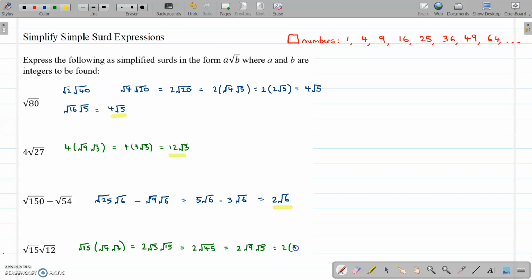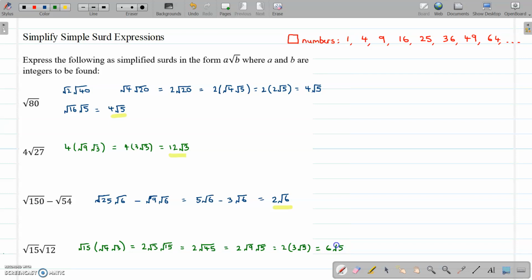I'm really putting every step in at the moment just so you can see what's going on. You do need to show working for this to get all the marks, and 2 times 3 root 5 is 6 root 5. And that is the right answer.